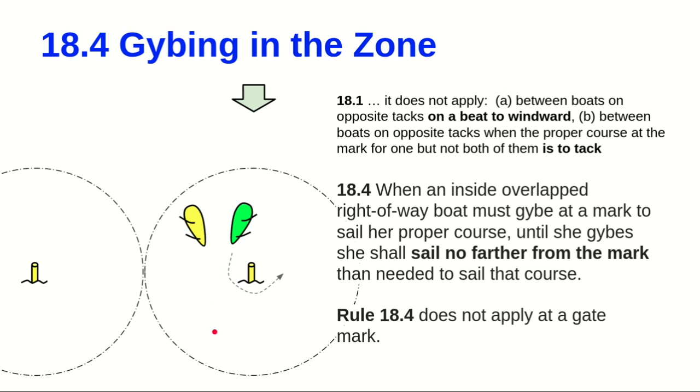However, Rule 18.4 doesn't apply at a gate mark. If there's another mark here and green can go around here or around there, then 18.4 doesn't apply. Green can go around either one, or she can sail straight on, and yellow just has to live with it. Of course, if green decides to go around the far mark, she's going to force yellow into a jibe, and then we have a whole new zone that we're going to come to, and yellow may well be the inside boat when we get to this zone, and therefore green may end up owing yellow mark room at this gate mark over here.